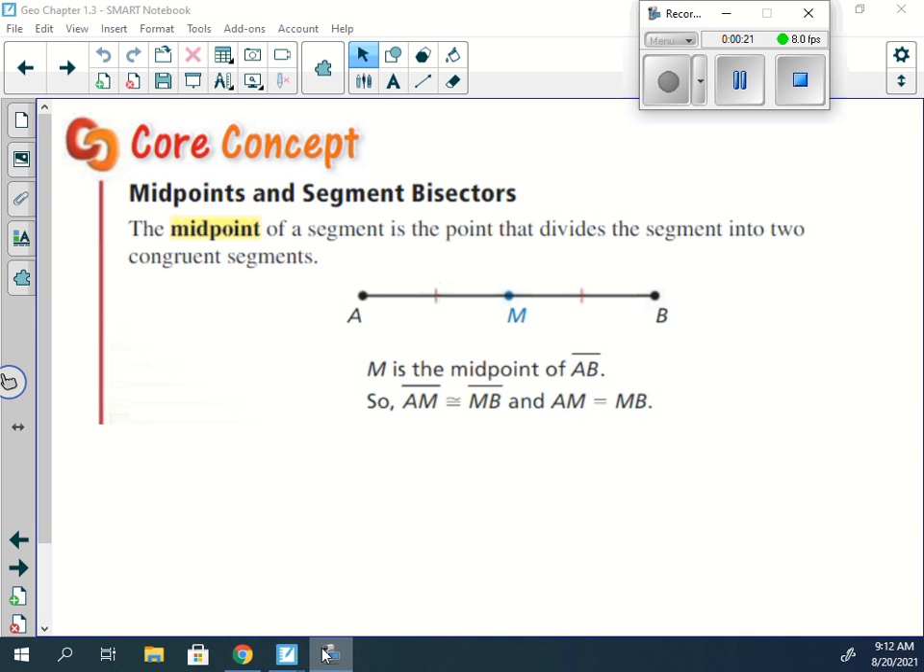Midpoint and segment bisector. The midpoint of a segment is the point that divides the segment into congruent segments. It divides it in half, is the midpoint. So if we look at this line here, M is the midpoint for the line because it's in the exact middle. And either side of it, AM and MB will be the exact same length and they will be congruent.